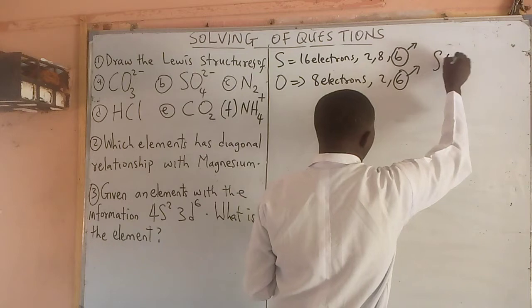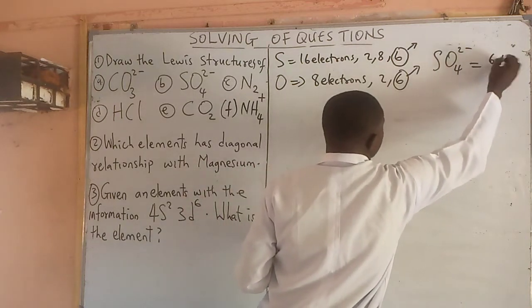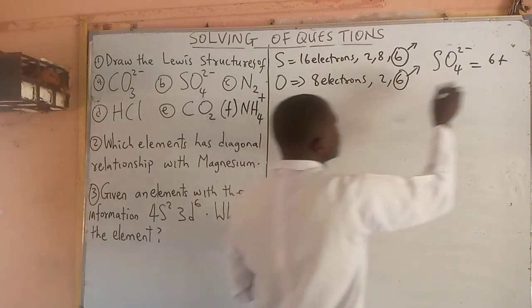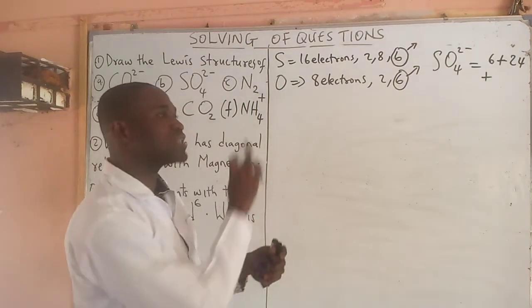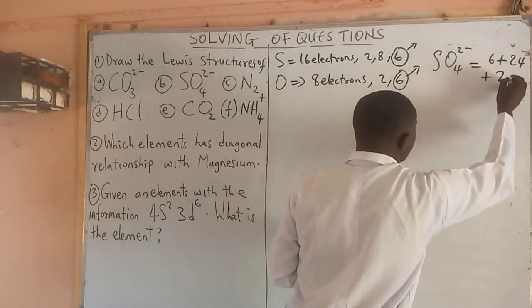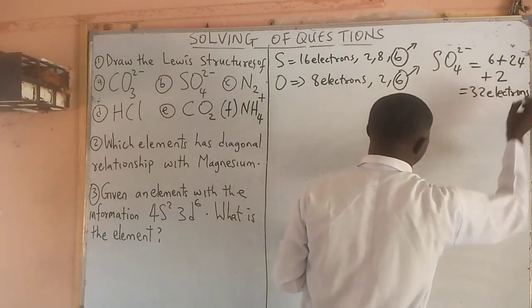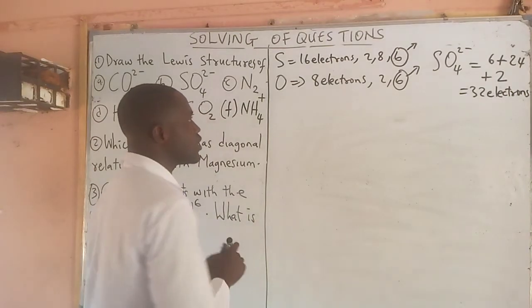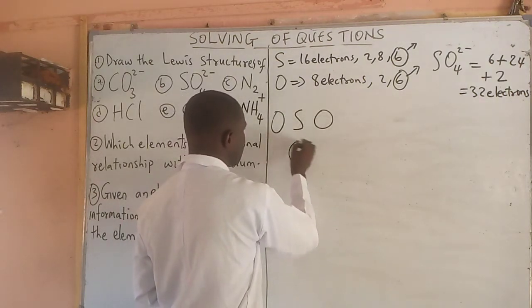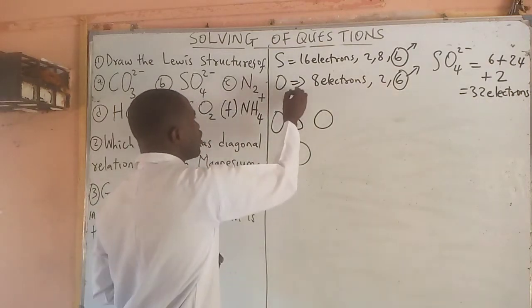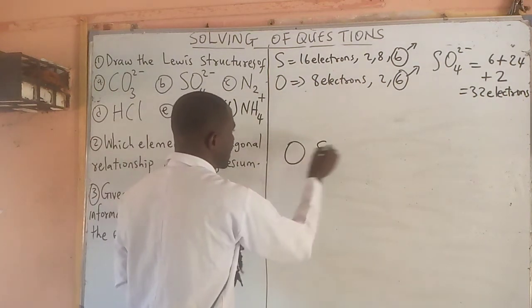Now, SO4 2-: sulfur's outermost electrons are 6, plus oxygen's outermost electrons are 6, 6 times 4, 24. Then, because it is a polyatomic anion, that is 2 minus, we add the 2 electrons that it must accept. That will give us 32 electrons. Now, the one that is less electronegative will be at the center. Sulfur is less electronegative than oxygen, so it will be at the center. We have 32 electrons to assign. So rule number 1 says, put the one that is less electronegative at the center.